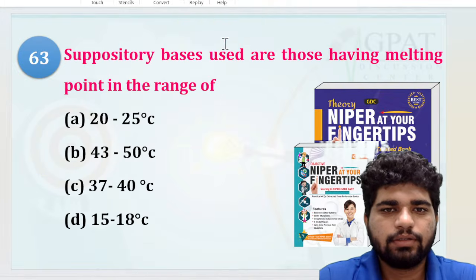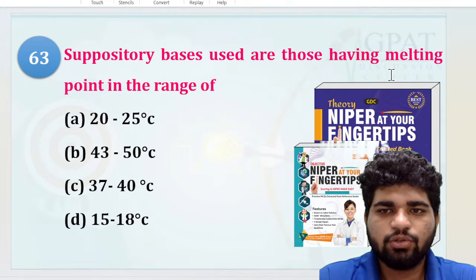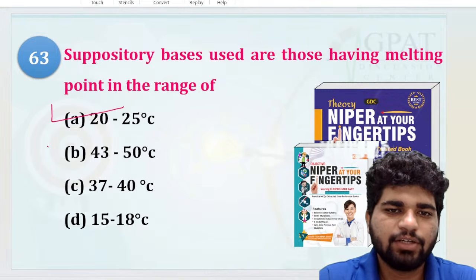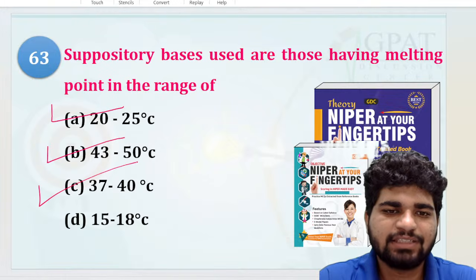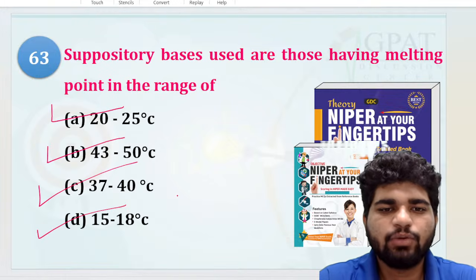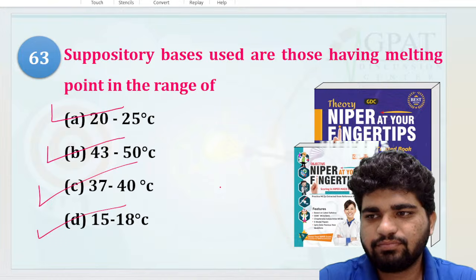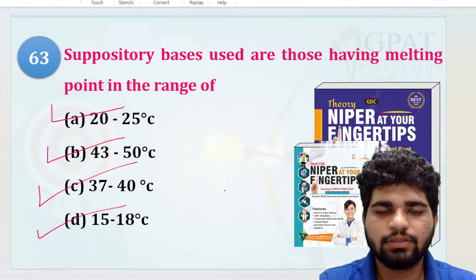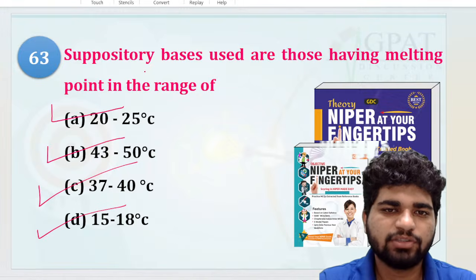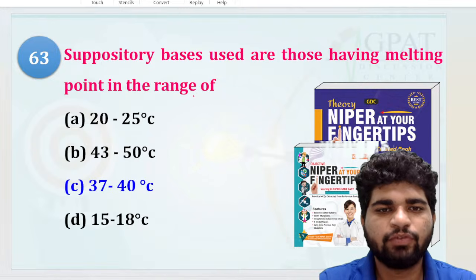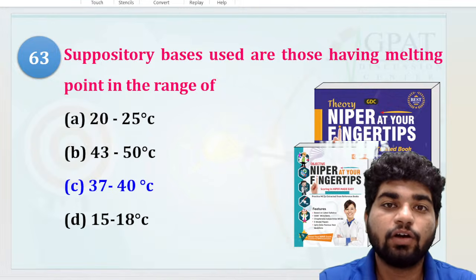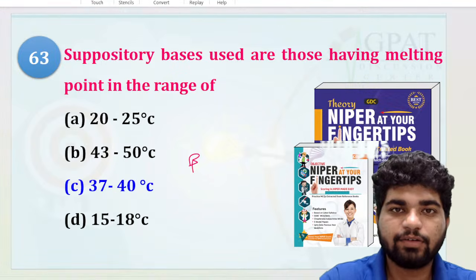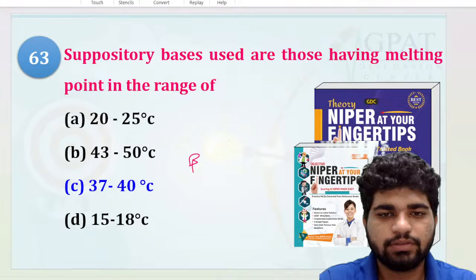Okay, chalo. Suppository bases used are those having a melting point in the range of 20 to 25 degrees Celsius, 43 to 50 degrees Celsius, 37 to 40 degrees Celsius, or 15 to 80 degrees Celsius. Over here, if I talk about suppository base, that is a melting range of about 37 to 40 degrees Celsius. And the most stable one is theobroma oil, cocoa butter, that is the beta form of theobroma.